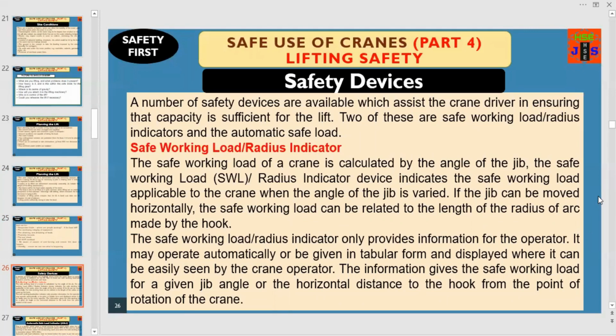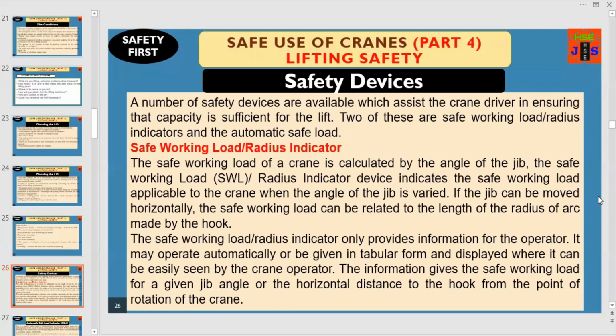The safe working load of a crane is calculated by the angle of the jib. The safe working load (SWL) radius indicator device indicates the safe working load applicable to the crane when the angle of the jib is varied. If the jib can be moved horizontally, the safe working load can be related to the length of the radius of the arc made by the hook.